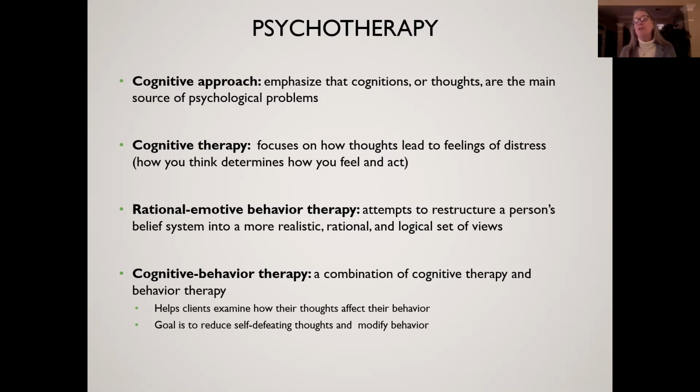Part of the reason why it's popular is it's quick. In 4 months, you can usually meet all the goals that you have, 16 sessions going once a week for 4 months, and you're done. It's successful, so insurance companies love it. We call it CBT for short, cognitive behavior therapy.